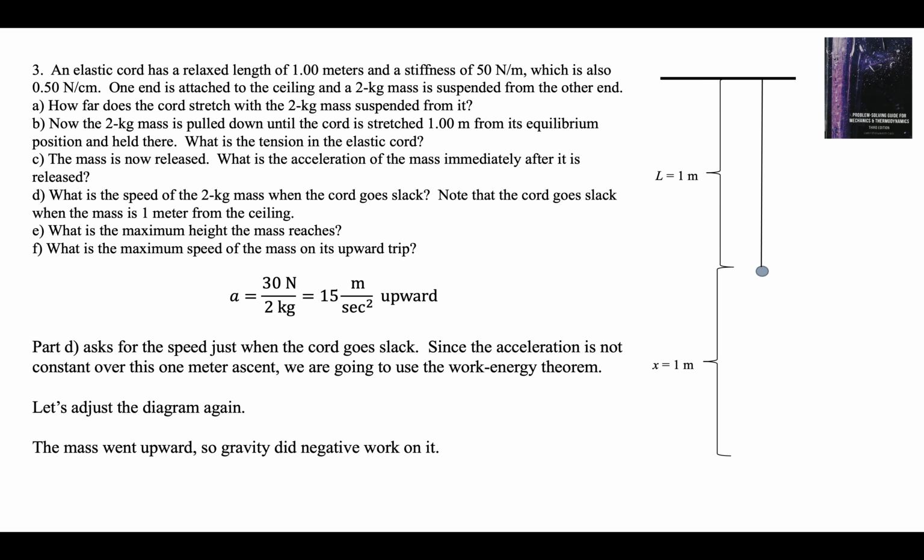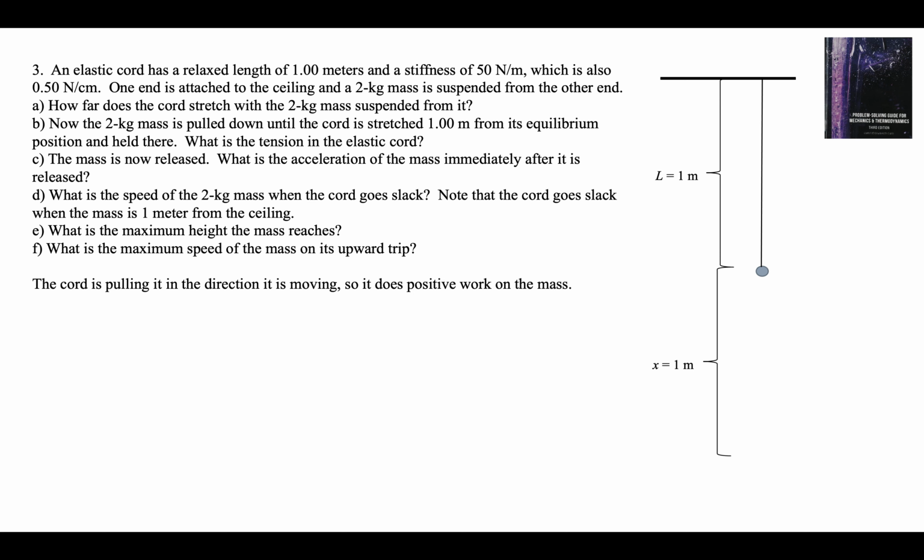It went upwards, so gravity did negative work on it. The gravitational force is downwards. The force gravity exerts is mg, and it went up 1 meter. So we can calculate that gravity did minus 20 joules of work over that 1 meter.